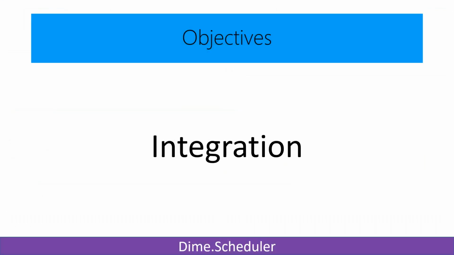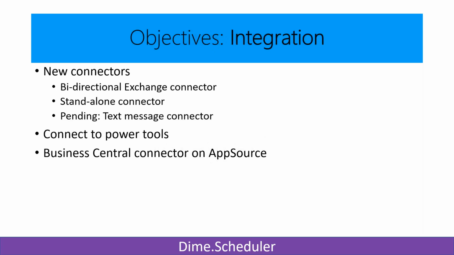Okay, let's bring in the next contender, integration. Now, Dime.Scheduler was designed with integration at the very core. Obviously, you're already familiar with the Navision and the Business Central connectors, possibly the Exchange connector. It takes little effort for us to add new connectors to the ecosystem. We can already confirm today that we will begin proceedings on a bidirectional cloud-first Exchange connector and also a standalone connector. Depending on the feedback from the community, we can move our text and WhatsApp message connector out of the experimental phase and make it available to the public.